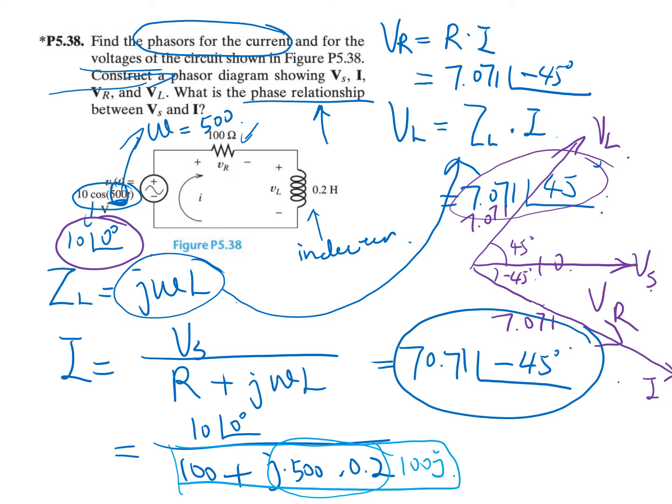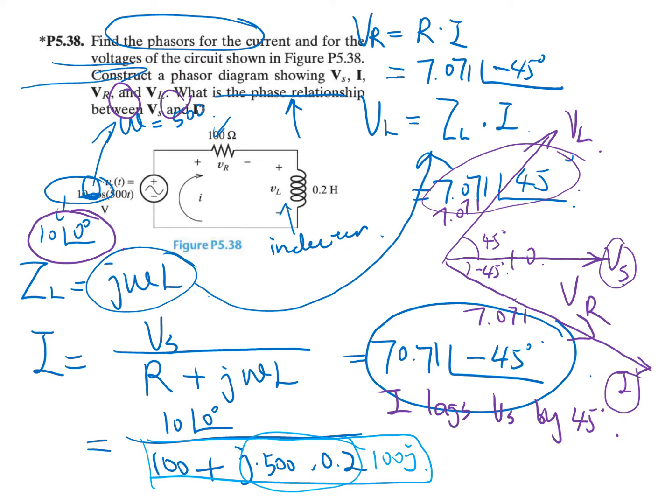For this relationship, we need to find the phase relationship between Vs and I. Vs is here, I is here. Because I has an angle of negative 45 degrees with Vs, I lags Vs by 45 degrees.